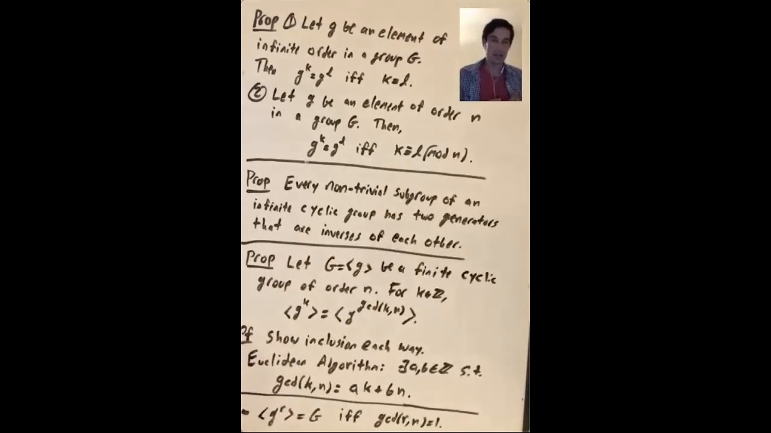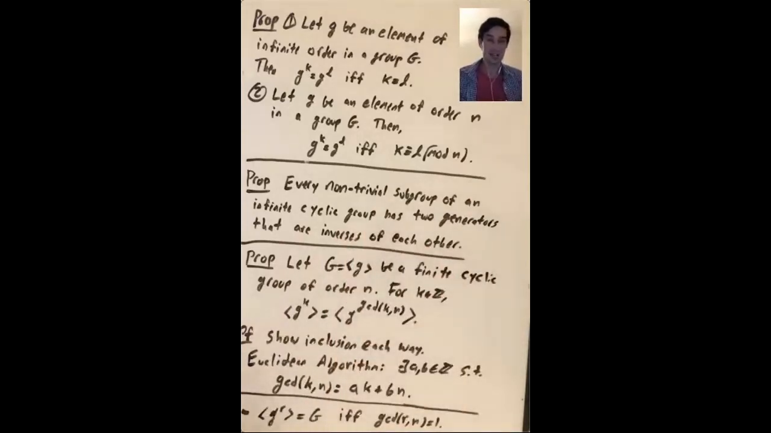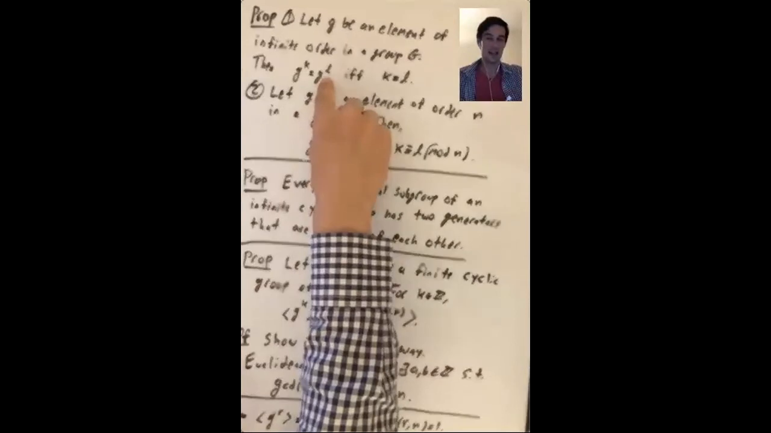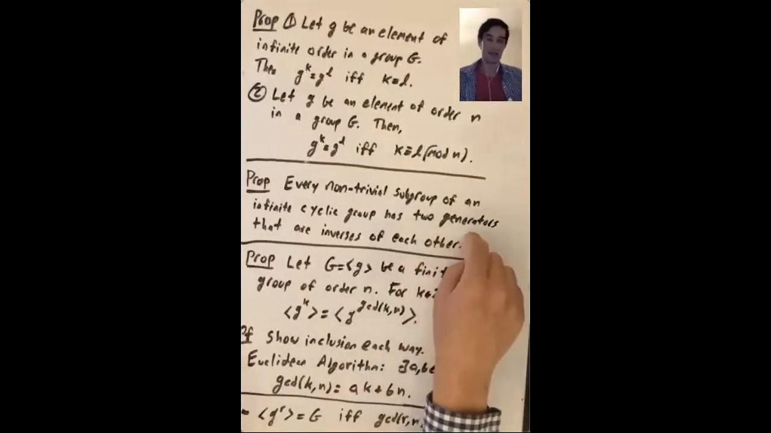So now I want to talk about subgroups inside cyclic groups. Every non-trivial subgroup of an infinite cyclic group has two generators, and those generators are inverses of each other. So how do you see this? Well, using this fact, you can see when the subgroup generated by g to the k is contained in the subgroup generated by g to the l, and in particular, that will tell you this fact.